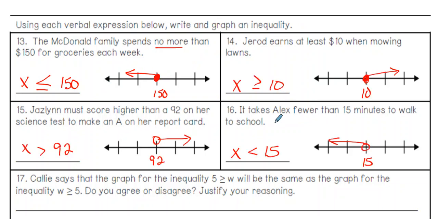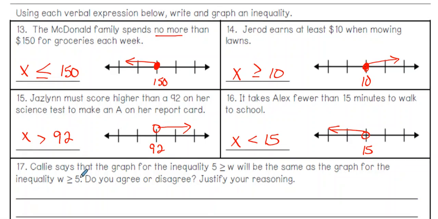All right, check out those answers. All right, last one. Callie says the graph of the inequality 5 is greater than or equal to W is the same as a graph of W is greater than or equal to 5. When you think about it and you want to look at the variable, always read from the variable side. So this says W has to be less than or equal to 5. And over here it says W has to be greater than or equal to 5. So that's not true.